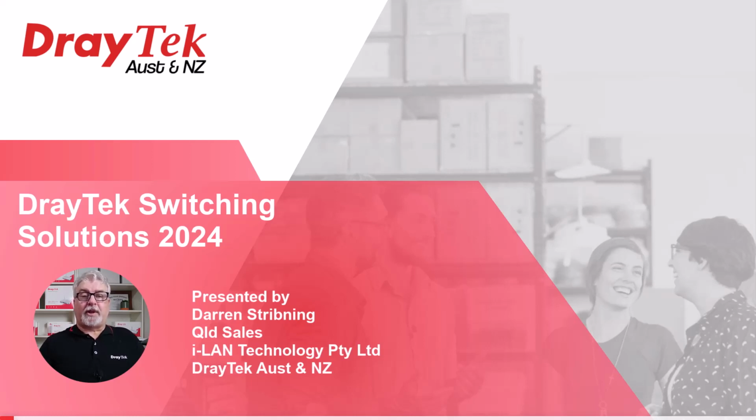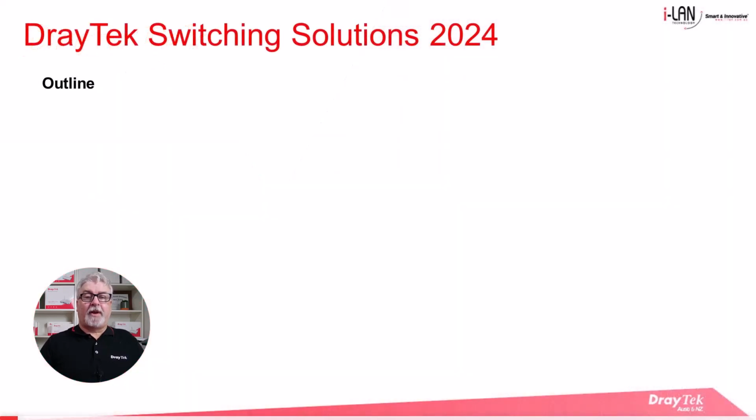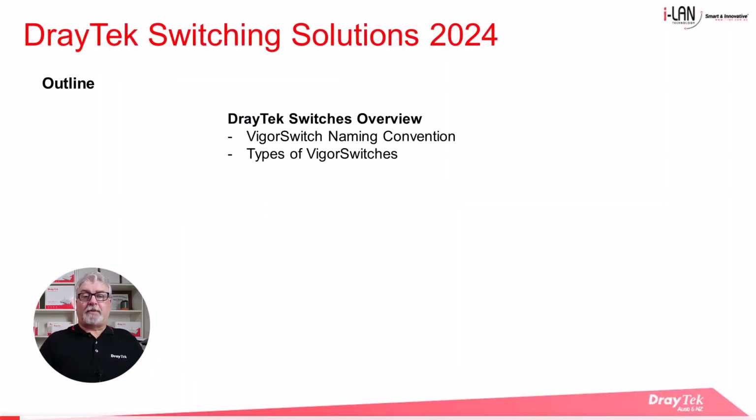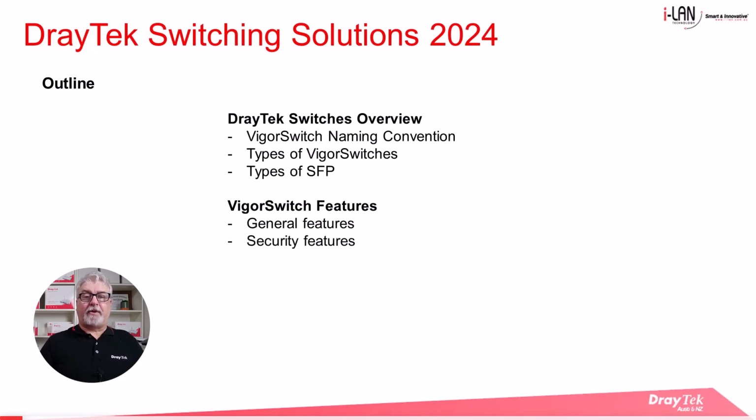In most cases, I'll show examples using that, but the same options can be found in DrayOS 4 switches, just usually in a different place in the user interface. We'll start with an overview including the VigorSwitch naming convention, the types of switches available, and SFP options. Next, we'll explore the features, including general functionalities and security measures.